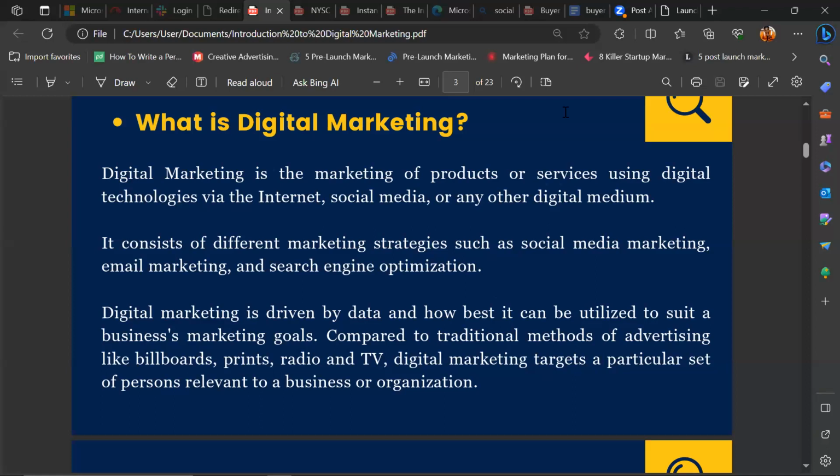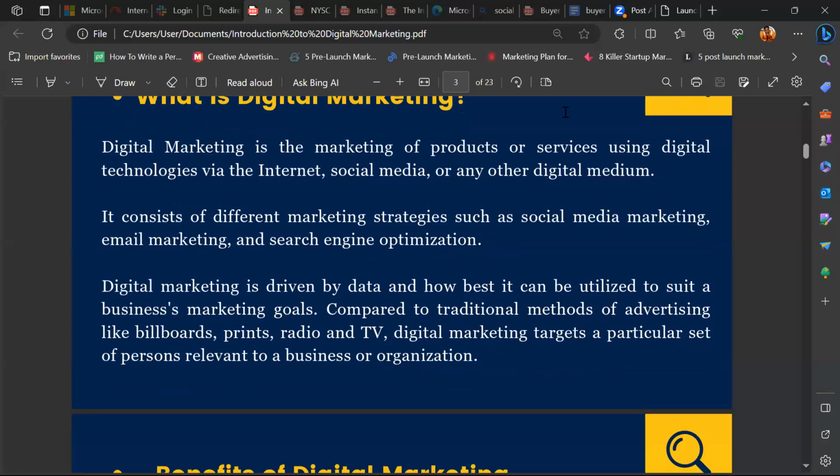Compared to traditional advertising, like billboards and print, digital marketing targets a particular audience relevant to a business or organization and is less expensive.